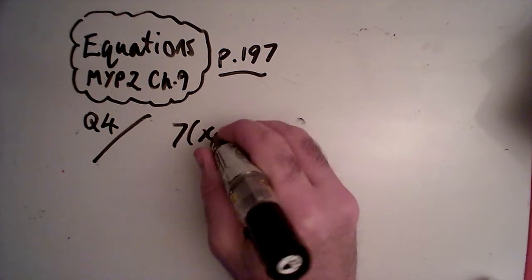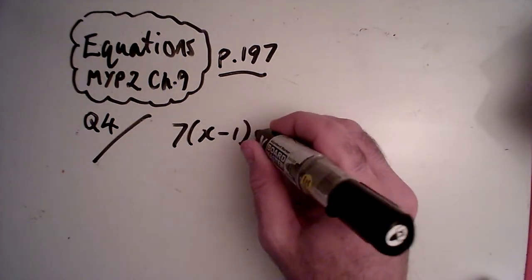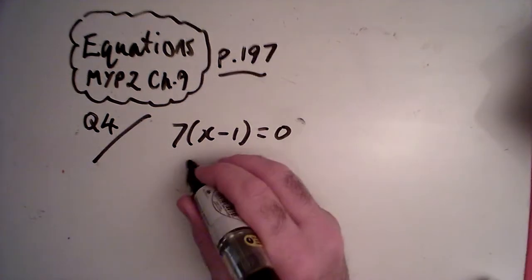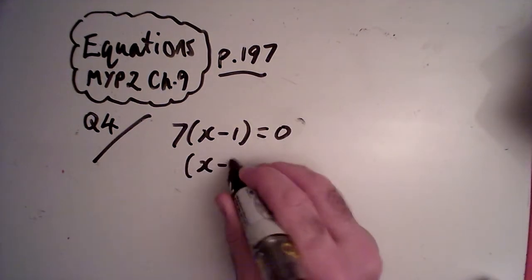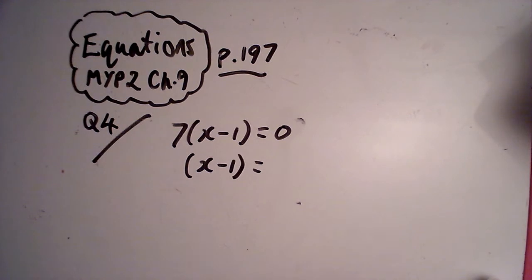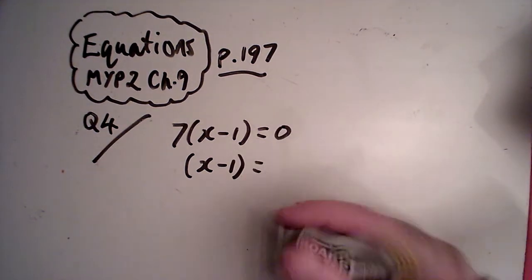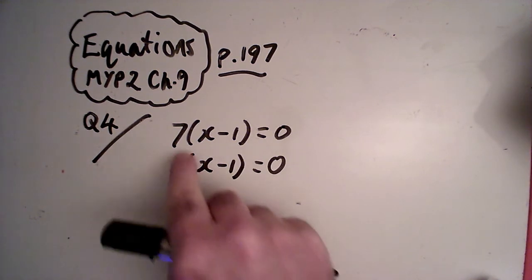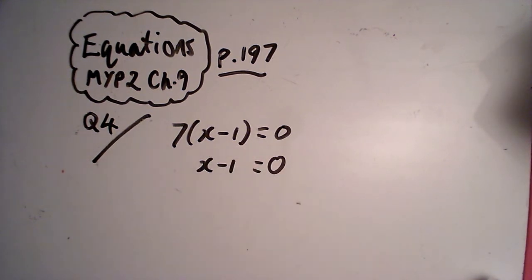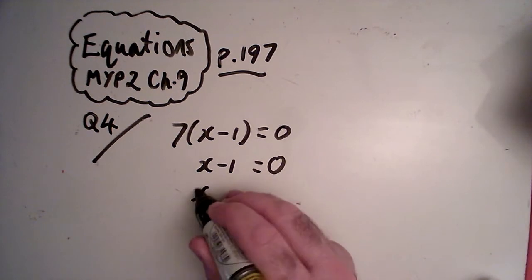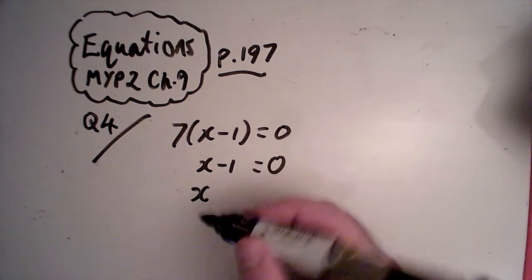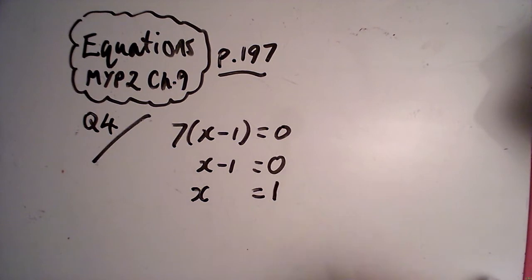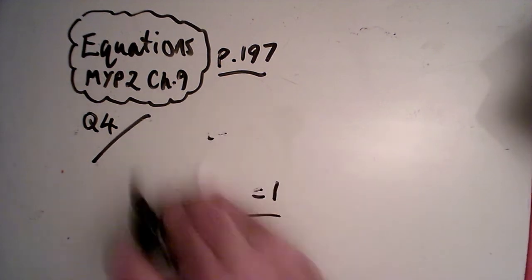7(x - 1) = 0. If I divide by 7 to get the bracket on its own, then I've got to divide the other side by 7 as well. 0 divided by 7 is still 0. So x - 1 = 0. Don't need those brackets there anymore. And then to get x on its own, I want to get rid of the minus 1, so I add 1, but then I've got to add 1 to the other side as well. So adding 1 to both sides gives me x = 1. Next one.